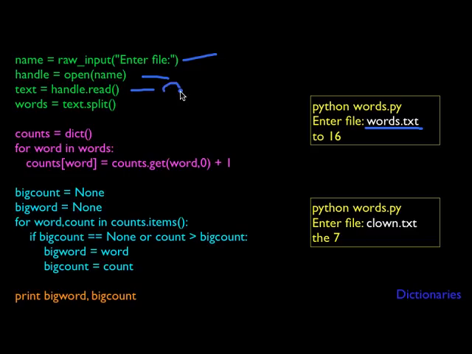So we're asking the user for a file name, opening the file, but then we're going to do handle.read. Now, if you recall, normally we would write a for loop that would loop through each line and strip and split and whatever. What we're going to do here is say, read this whole thing. We know that these files are pretty small. Read the whole thing into a string.